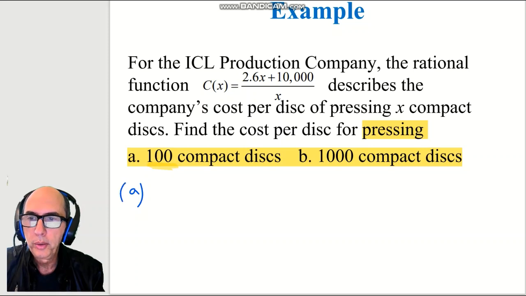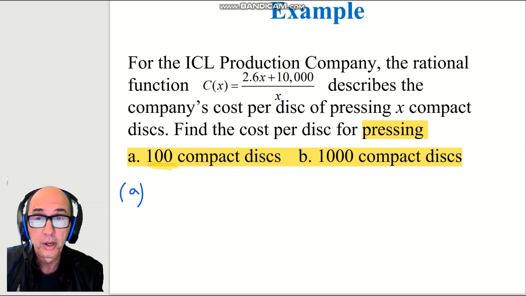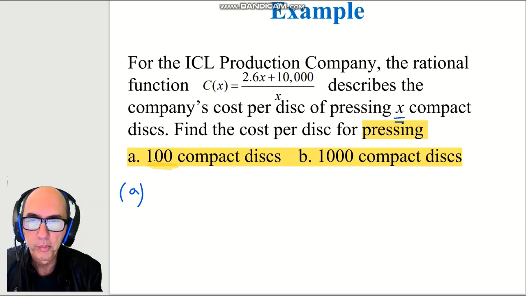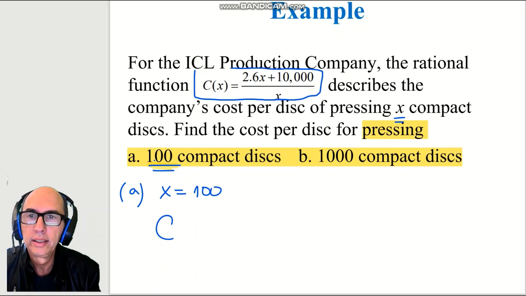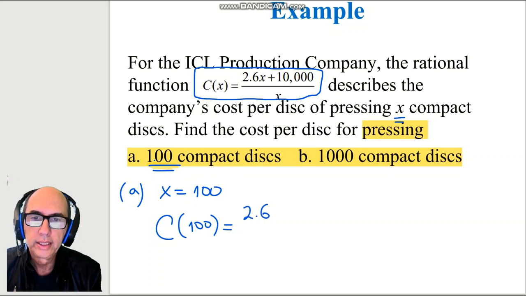Well, this is a word problem where we will apply our knowledge about rational functions to solve it. And basically it's very simple. x is the number of compact discs. You have to find the cost if x equals 100 on letter A. And basically you just have to plug in. This is the function, right? So plug in x equals 100. (2.6 times 100 plus 10,000) over 100.